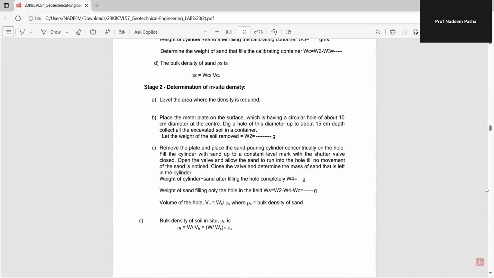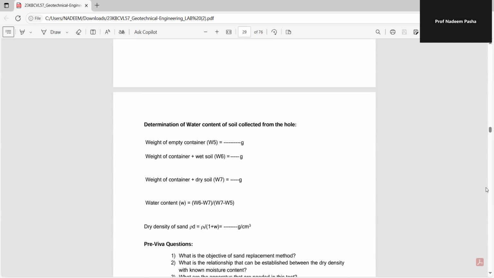For determination of in-situ density, we also determine the water content of the soil collected from the hole. The first step is the weight of the empty container, denoted here as W5. Initially, we noted the weight of the empty container as W1, but because we have already used the names W1, W2, W3, and W4, the weight of the empty container is now W5.